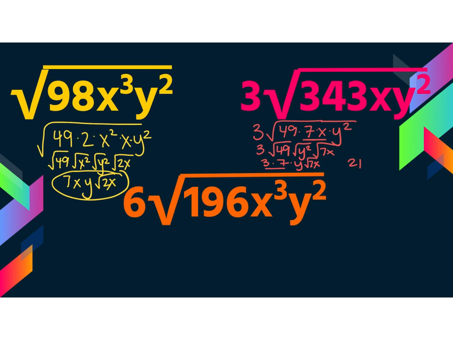We need to make sure we multiply those two numbers on the outside. 21, y, square root of 7x. This is as simplified as we can go. Let's take a look at this last example here.